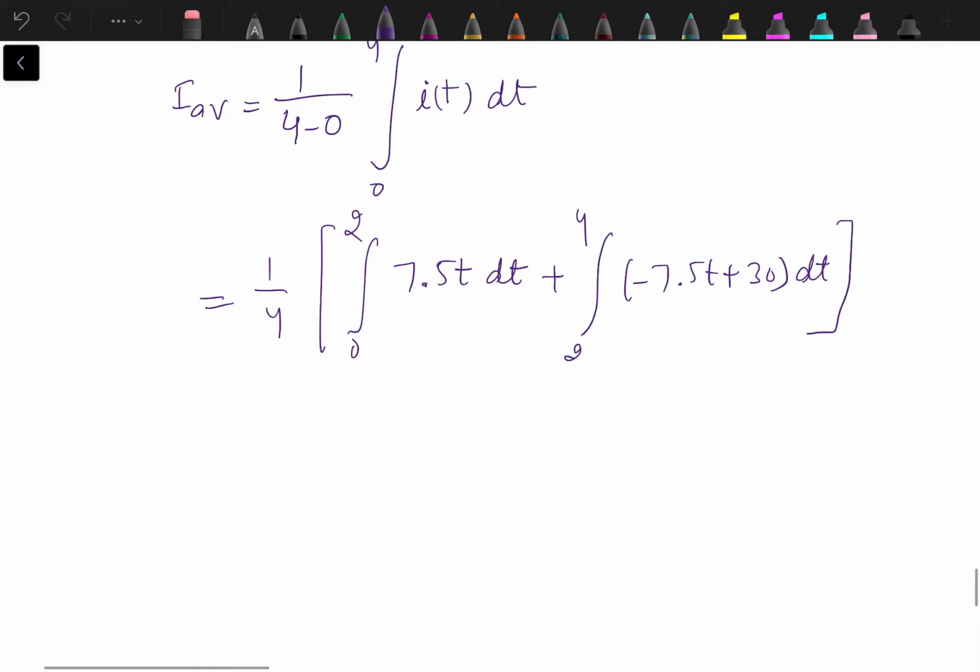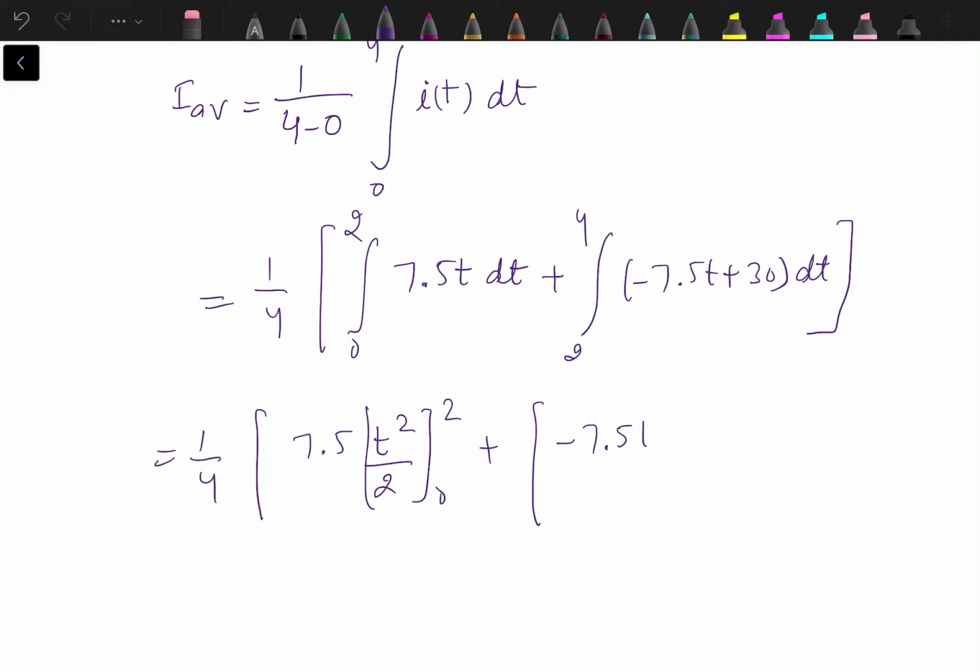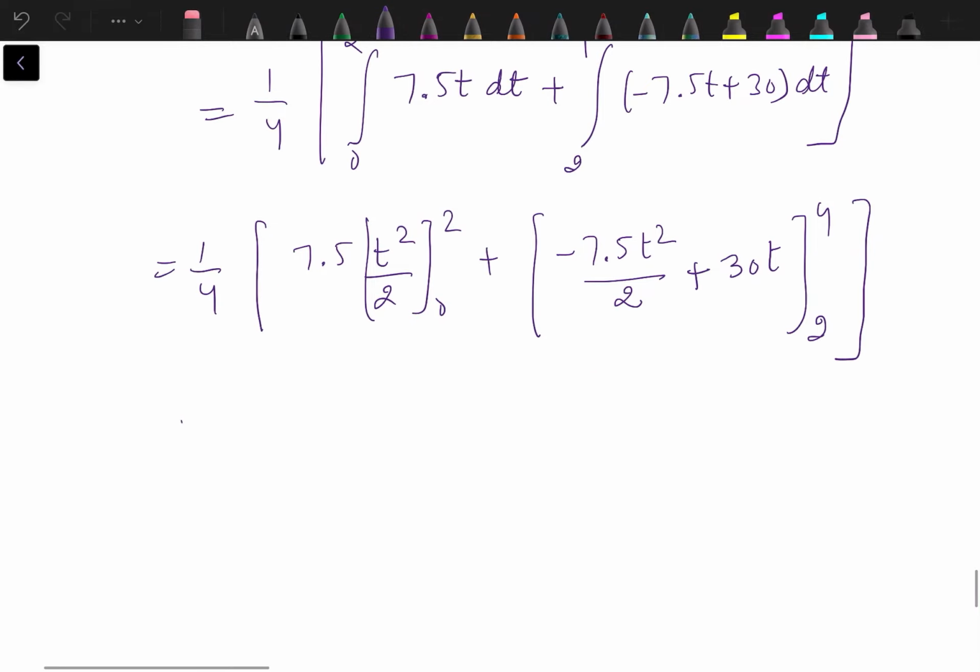So when you solve the integration, so it's 7.5 t square by 2, 0 to 2, plus minus 7.5 t square by 2 plus 30t, limits from 2 to 4. Now when we put the limits and solve this, the value of I average is actually 7.5 amperes. You can solve this on your own. You have to just put the limits of time. You will get the answer.